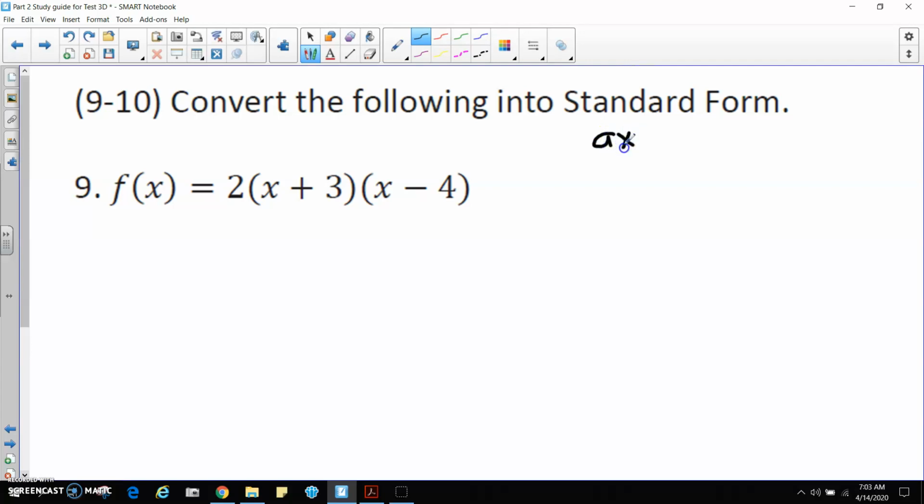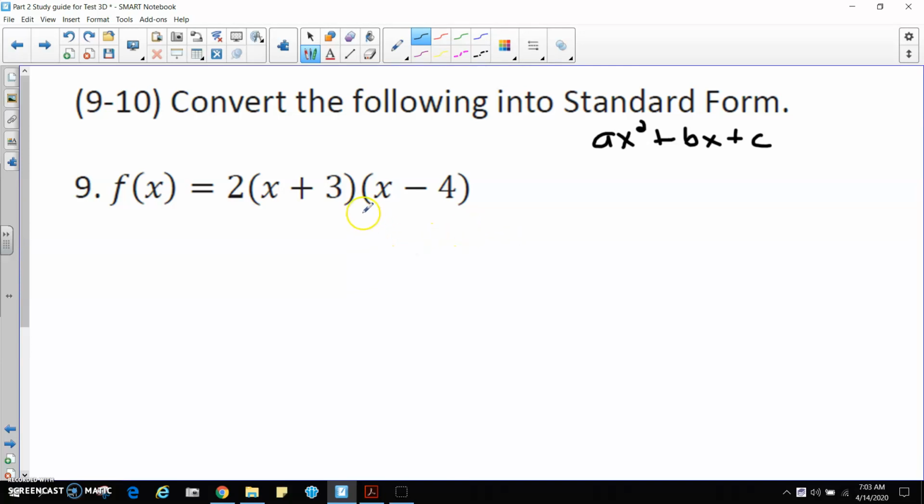ax squared plus bx plus c. And I'm sure you are already aware that I'm not very good at writing with this mouse, so I do apologize if you have some trouble.